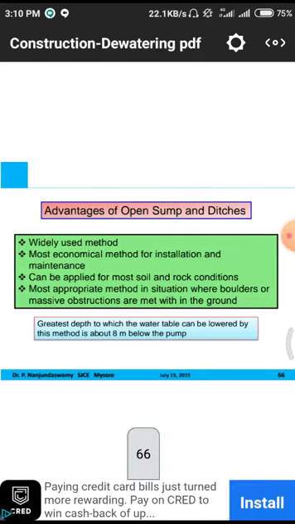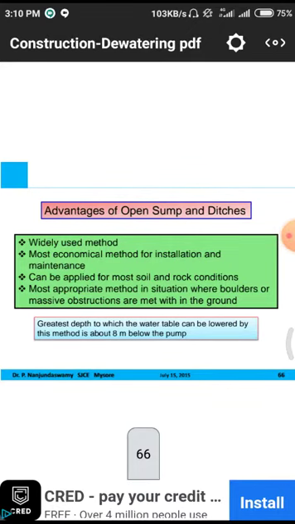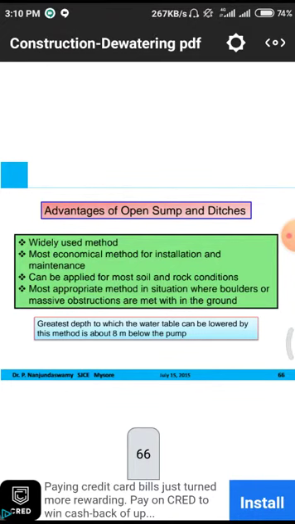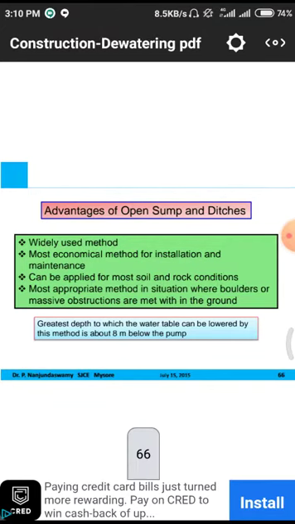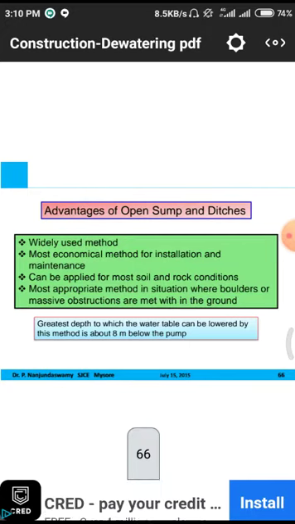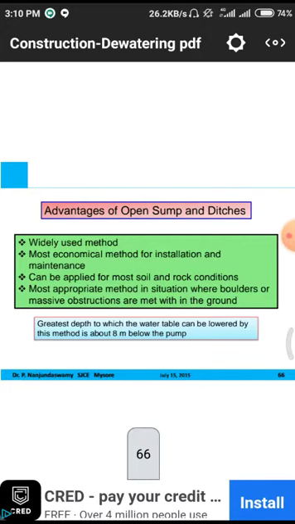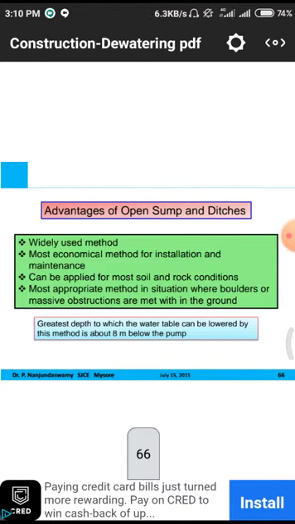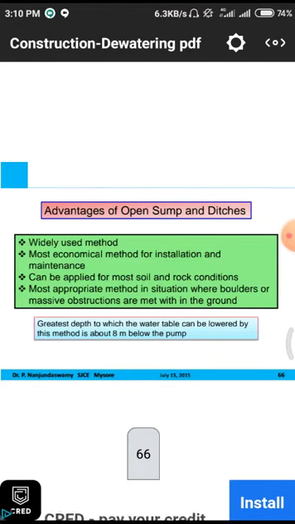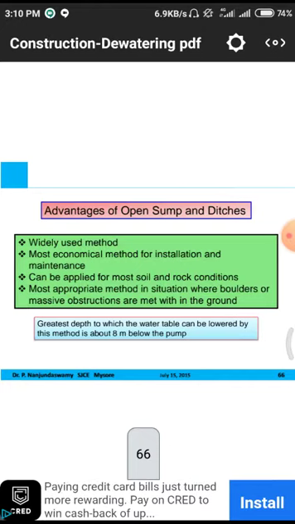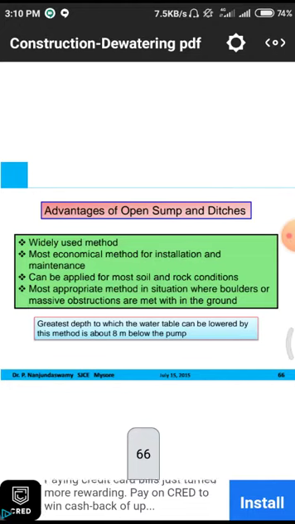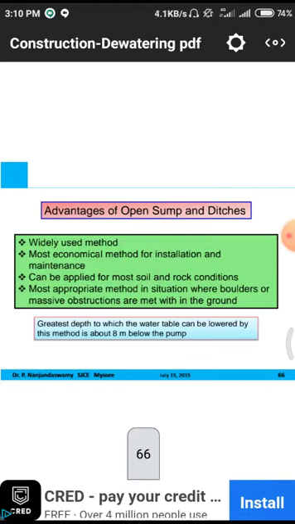In the previous class, we observed different case studies related to sumps and ditches. But in today's class, we have to discuss the advantages and disadvantages of constructing those sumps and ditches. First, these are very widely used methods. That means in most construction sites, they are employed for dewatering purposes. More places use these techniques.